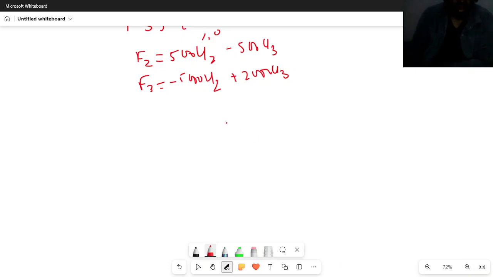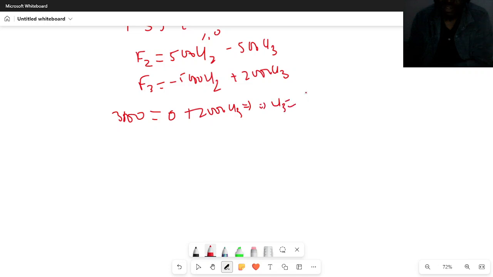Guys, please stop me if I'm fast or you don't understand. F3 is given as 3 kilonewton, which is 3000, equal to minus, remember this one will give 0, plus this one gives 2000 U3. The U3 in this case gives 2/3 meter.